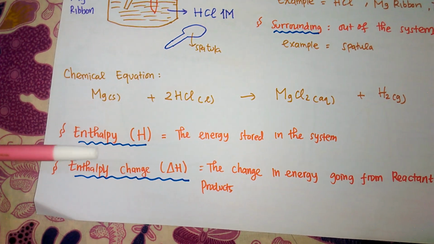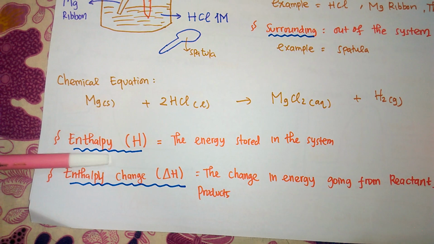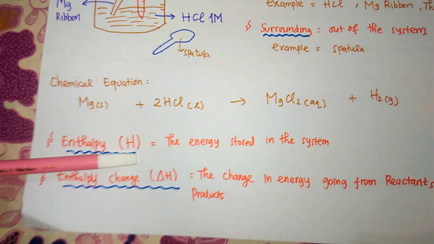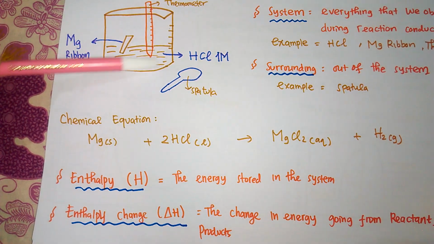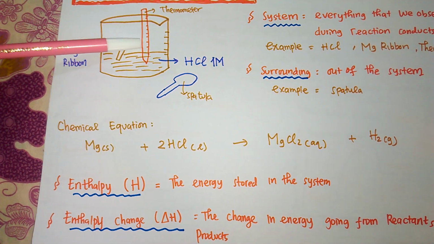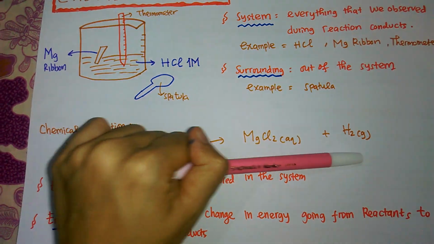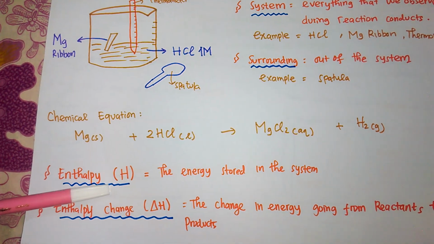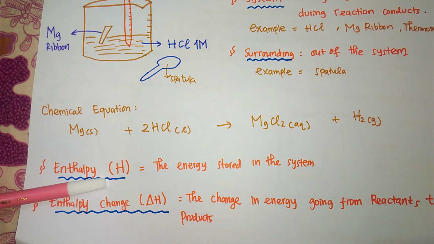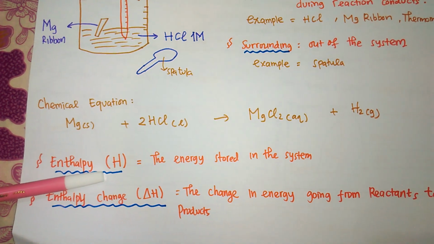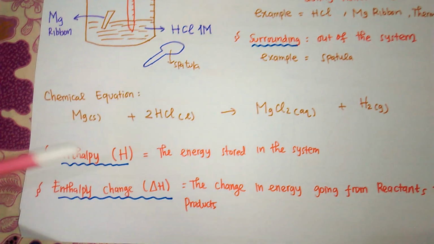Then we go to the third term, enthalpy, and the symbol is H. What is that? The energy stored in the system. So there is energy or heat inside the system, whether inside the reactants or in the products. We call it enthalpy. Like inside your body, you have energy or heat inside your body. Your body is the system, so we call it enthalpy.